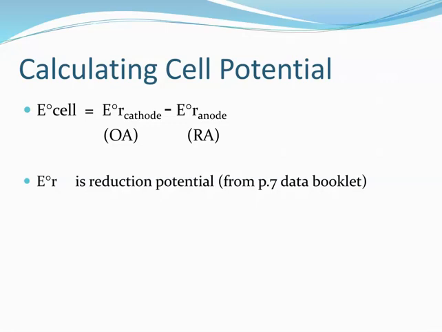You'll need to look up the reduction potential of the oxidizing agent and the reduction potential of the reducing agent and subtract the two values. Although it is not commonly used, if you require the oxidation potential, you can reverse the sign of the value of the reduction potential.